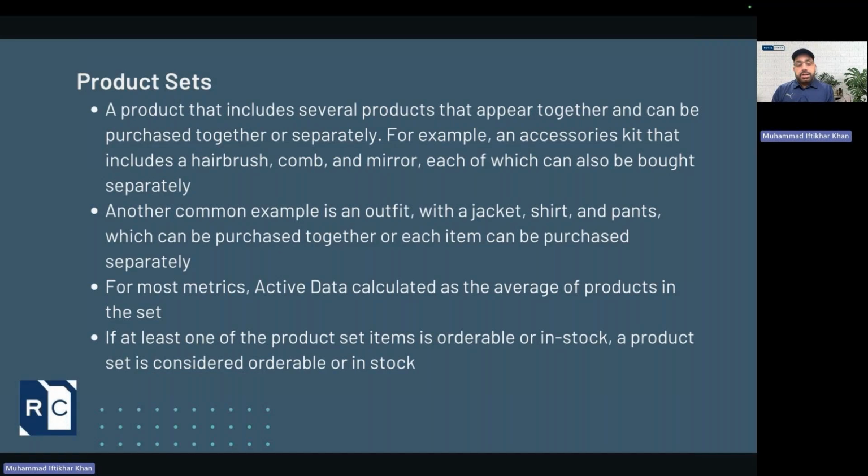Regarding active data, it is calculated as the average of the products in the set, so the number of products which are part of the set. The active data values will be calculated as the average of all the products. If at least one of the product set items is orderable or in stock, the product set is considered orderable or in stock. Let's suppose you have 3 items within a set and only one is in stock. So at the set level, in stock will be shown.